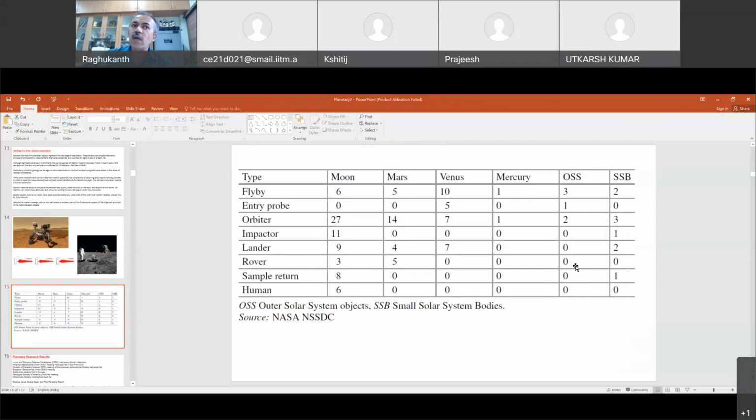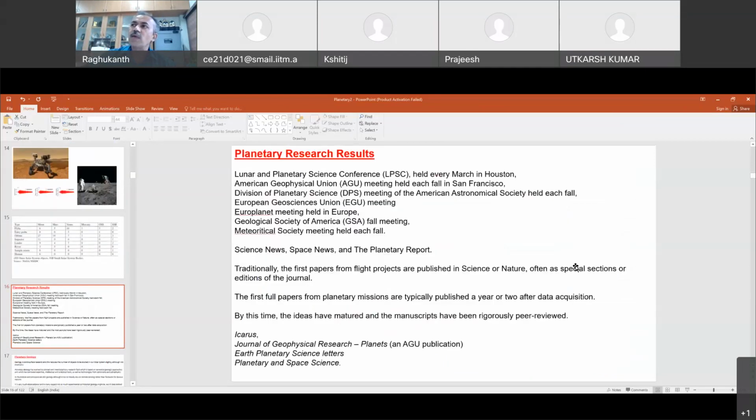Now, on the Moon, about 6 human missions have been done. And as I already told you in the last class, once a mission is over or successful, whatever results they get, they generally discuss in conferences, and in Science and Nature journals. That is the first paper, where they just disclose the data. Then after rigorous review and analyzing the data, they publish in journals like Icarus or JGR. So this is the current trend in planetary exploration.